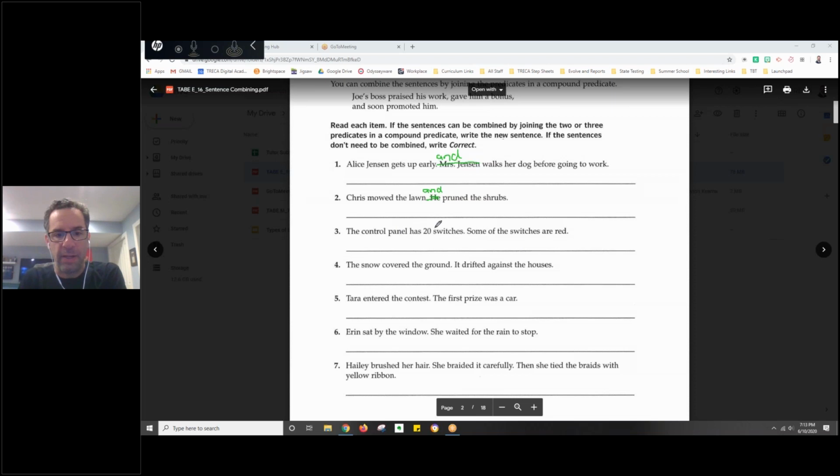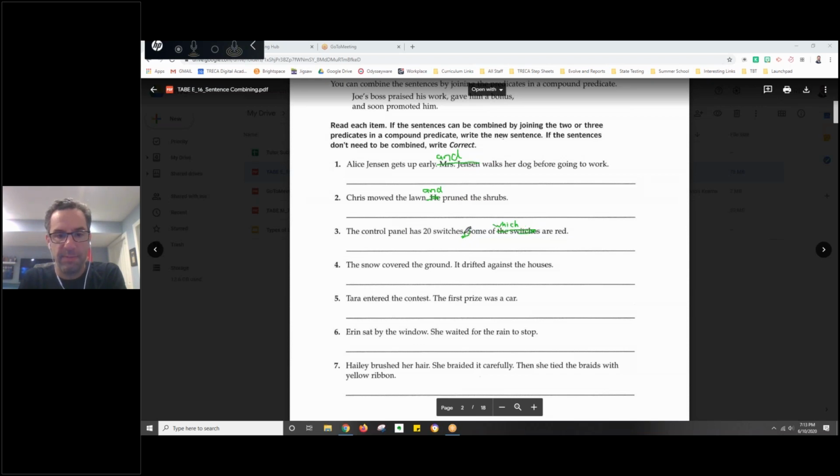The control panel has 20 switches. Some of the switches are red. This one is a little tricky to me. I'm thinking that it stays the same. The only thing I can think of, and I don't know if this is right, I would say the control panel has 20 switches, some of which are red. The control panel has 20 switches, comma, some of which are red.